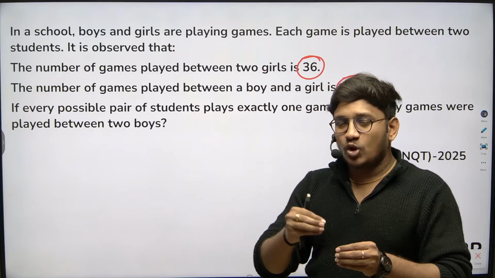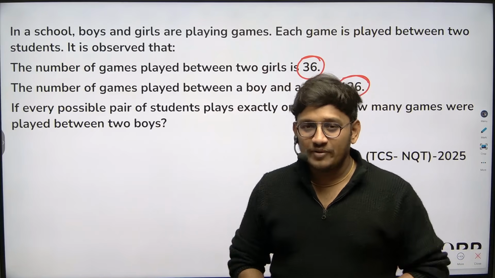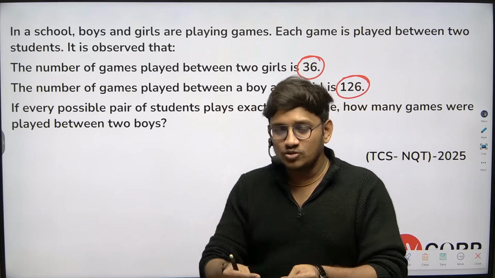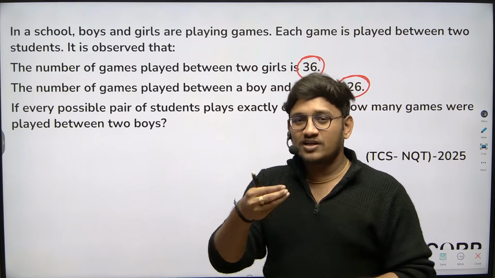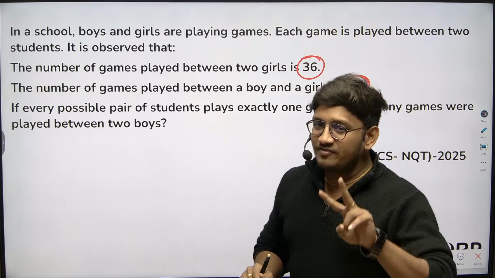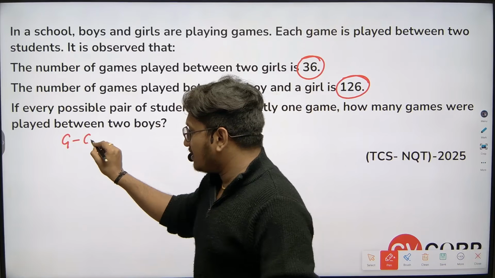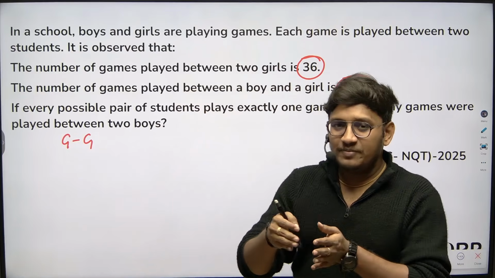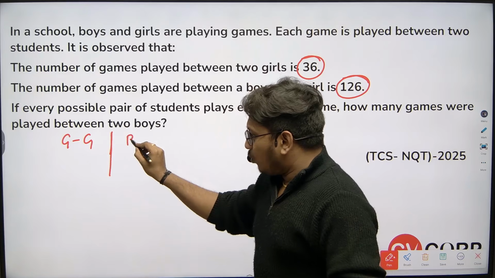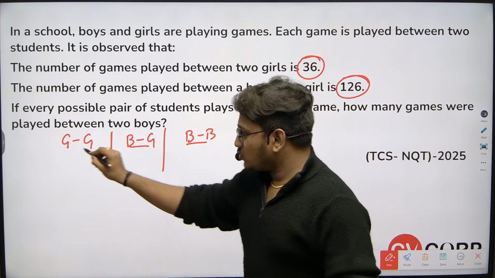This question can be solved by using a normal counting method and also by using permutation and combination concepts. When we have more count, it is always better to choose permutations and combinations, as that gives you the logical understanding as well. So let's analyze the question. When a game is played between two students, it can be between girl and girl, because each game should be played between two students, or one boy and one girl, or between two boys as well. So these are the possibilities.